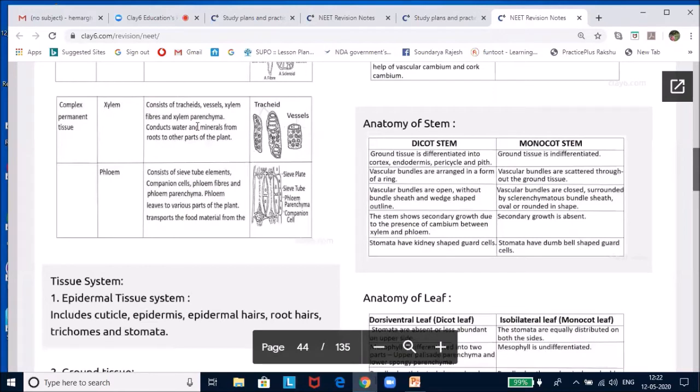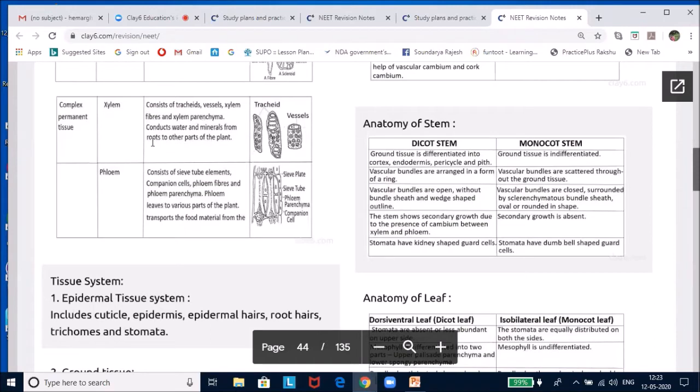Tracheids are elongated or tube-like cells with thick lignified walls and tapering ends. It is dead without protoplasm. From this you can identify that it is made up of sclerenchyma. Vessels are long, cylindrical, tube-like structures made up of many cells called vessel members, each with lignified walls and a large central cavity. Vessels are also dead as they are devoid of protoplasm. And remember, gymnosperms lack vessels.